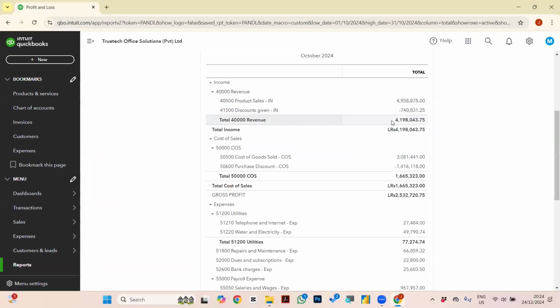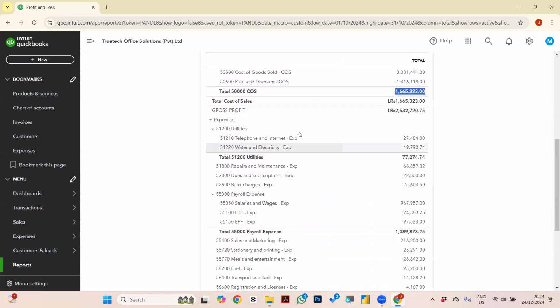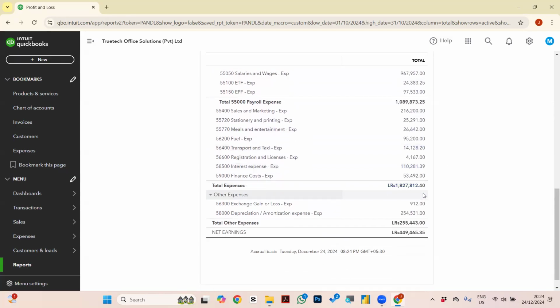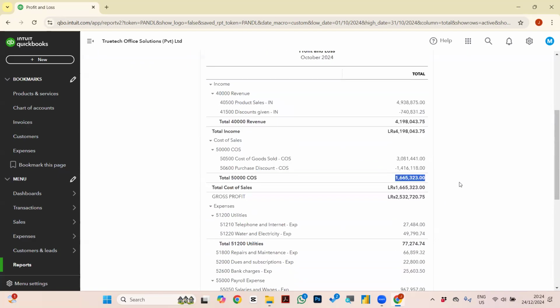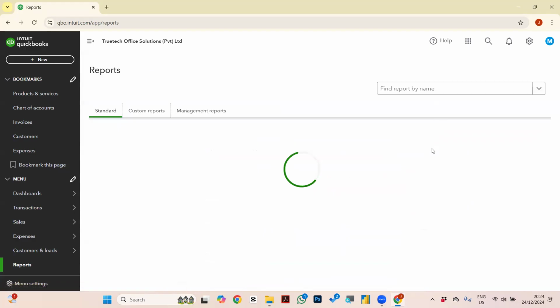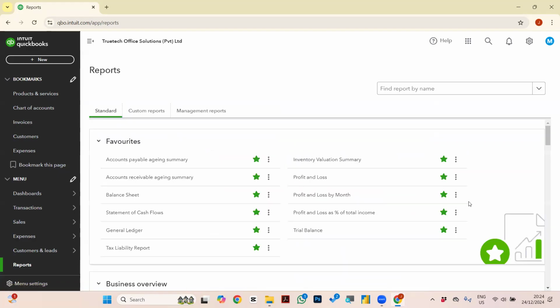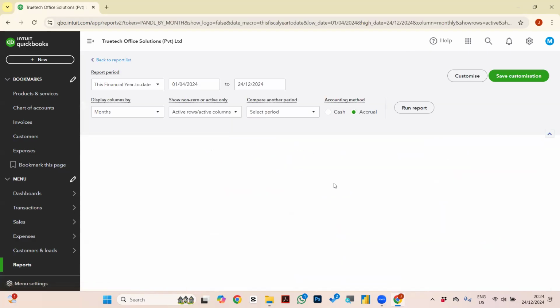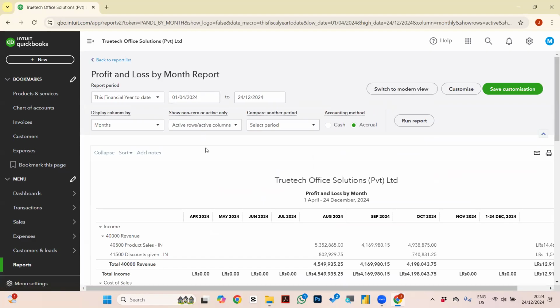So cost of goods sold for this value of revenue is 1.6 million. That's how it happens. So here you've got the telephone expenses, water and electricity. Now you have different expenses, and you don't know exactly what's correct, what's not correct. So for this purpose, there's another report called profit and loss by month. You can click on this and now you can compare how the profit and loss works.